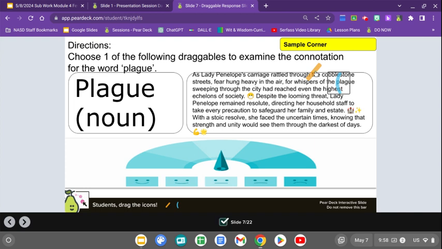Now, where do you think this orange dot should go? Is plague a happy word, a somewhat happy word, a neutral word, neither happy nor sad, a sad word, or a terrible word? I'd like you to take the time to choose where you're going to put this orange line now. Excellent work.